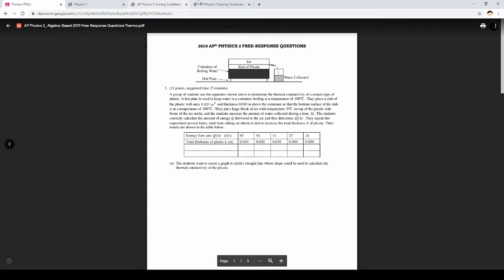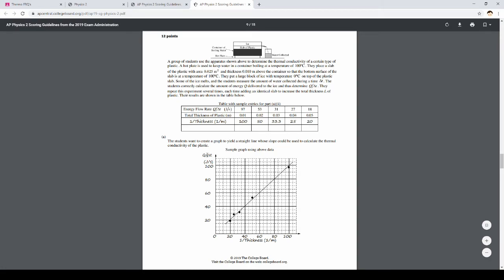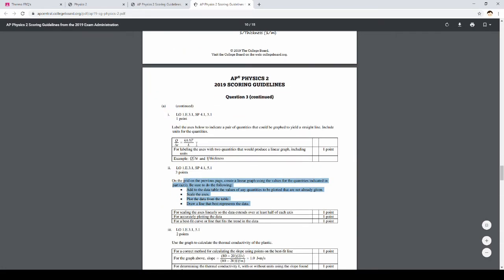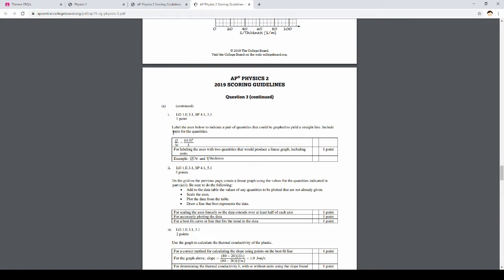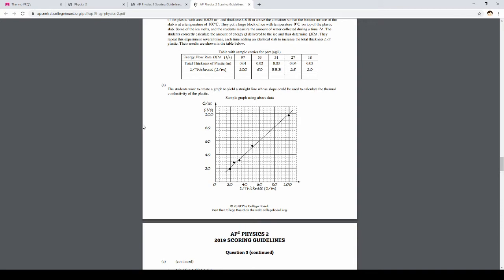For this, I would actually start with an equation. This is the equation that I'm going to be referencing because it has the things that I care about in it. It has the heat transfer rate. It has thermal conductivity. It has the width, the thickness of the plastic. And I'm going to use this to figure out what to graph.